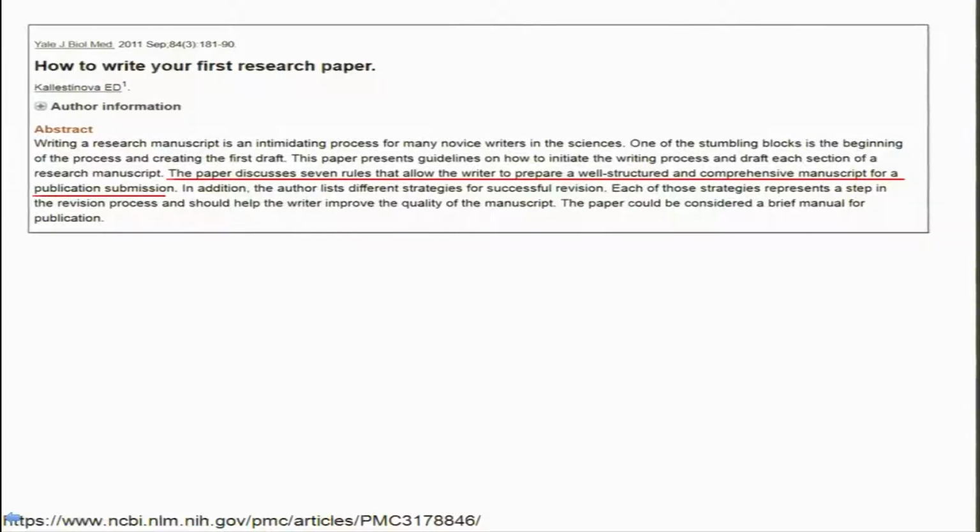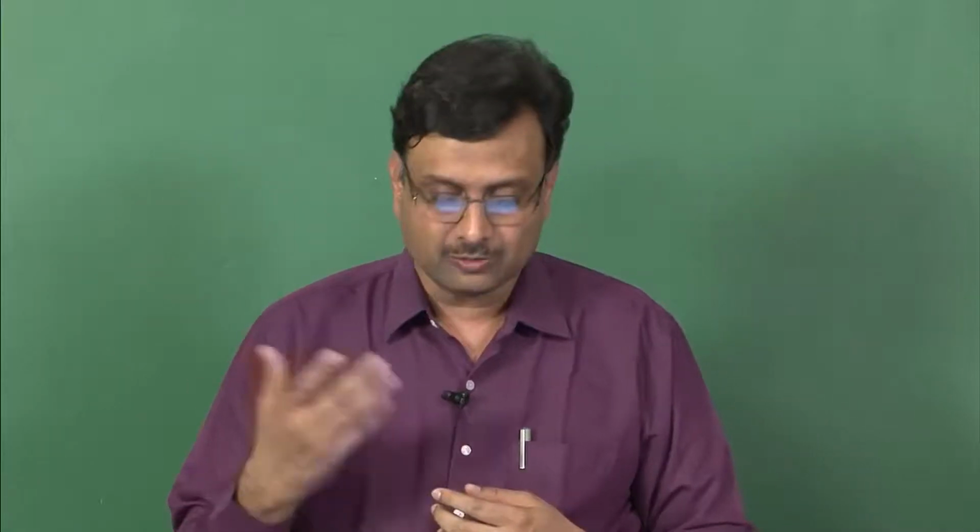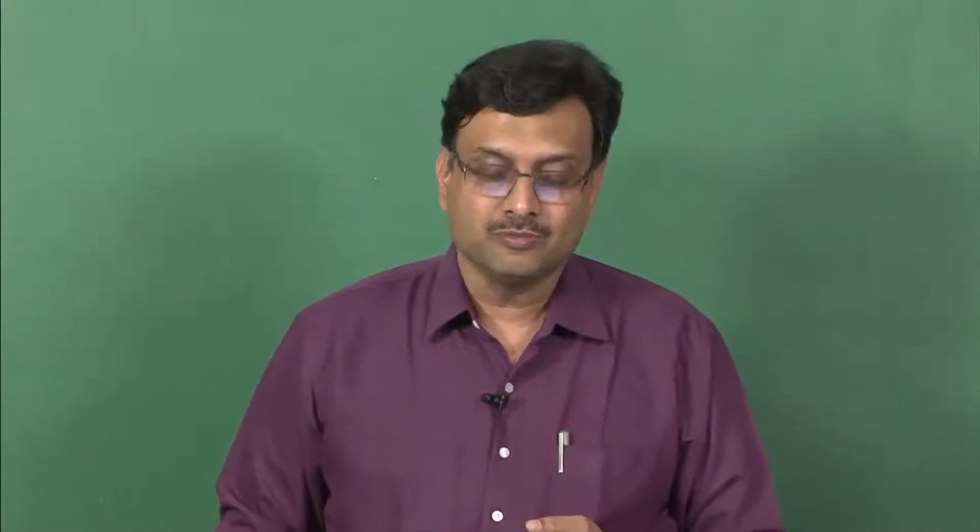So this paper, which I want you to read, discusses 7 rules that allow the writer to prepare a well-structured and comprehensive manuscript for a publication submission. We are going to basically follow this particular paper for the 7 rules, one after the other, and give some examples and see how that could help you in writing a better manuscript, okay? As I told, this is not the only way you write. This is one of the ways, right? There could be many other ways.